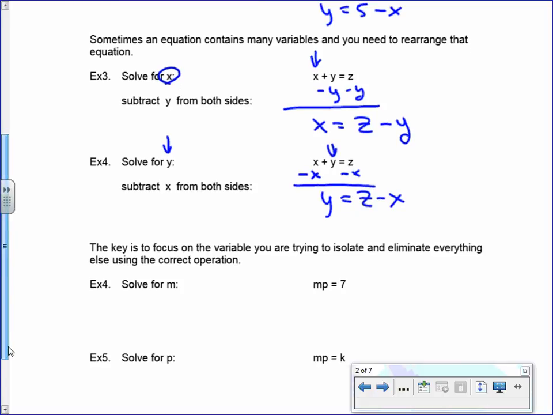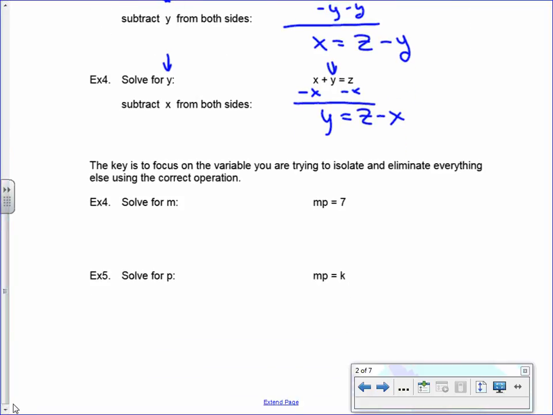Okay, so the key is to focus on the variable you're trying to isolate and eliminate everything else using the correct operation. Right? So here's one. I want to solve for M. What do I need to get rid of? P. What operation is between the M and the P right now? Does everybody see the multiplication, the invisible one? How do you get rid of times? You divide. So we have to divide by P.